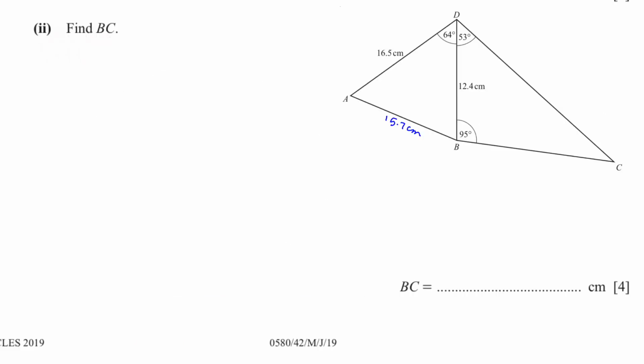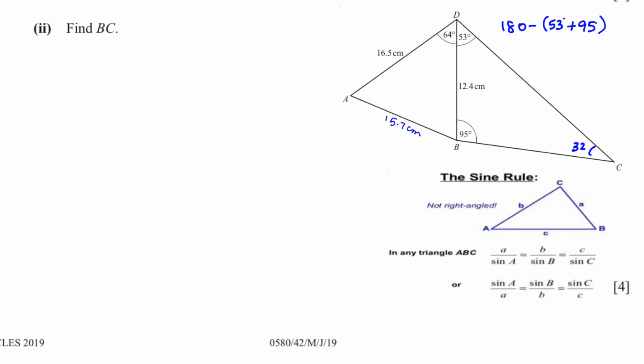In part 2, we have to find BC. Two angles and one side are given. If two angles are given and you want to find the third angle, you will do 180 minus the other two angles. You know the sum property of a triangle, that all the angles, when you add them, equal 180. So 180 minus 53 plus 95 is 32. Now we have got this as 32. We have to use the sine rule here to find BC.